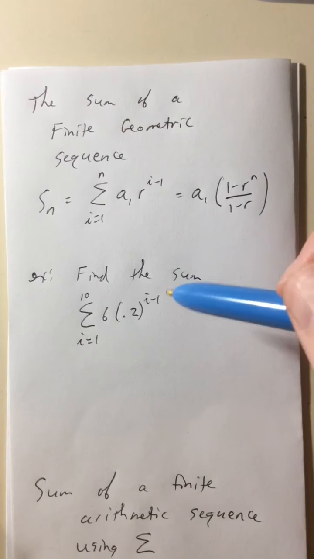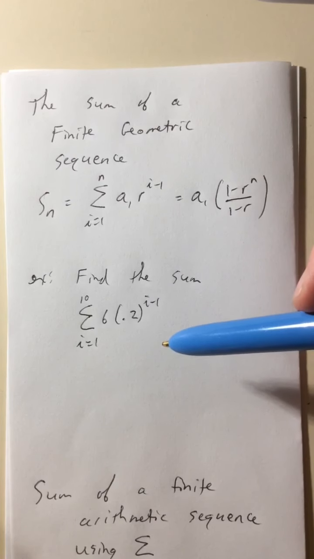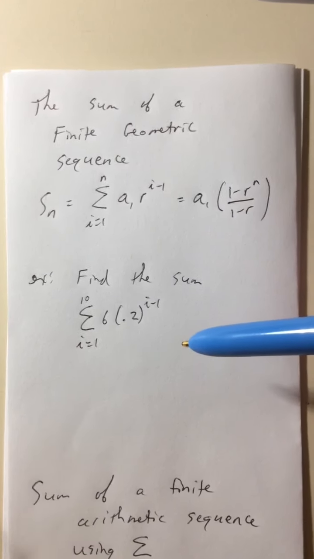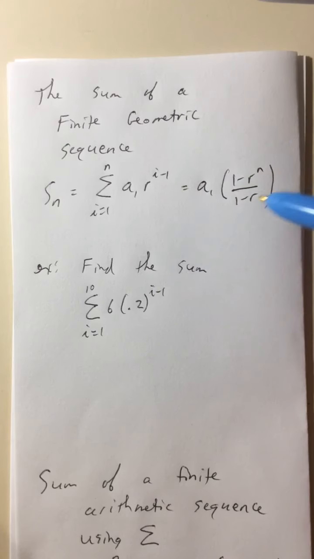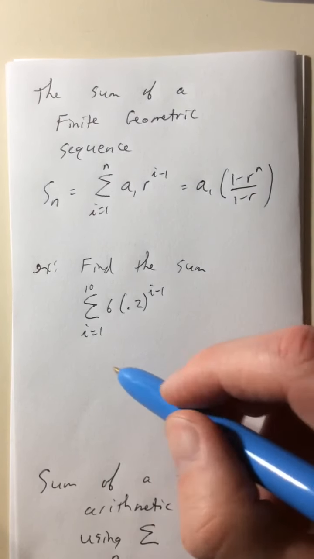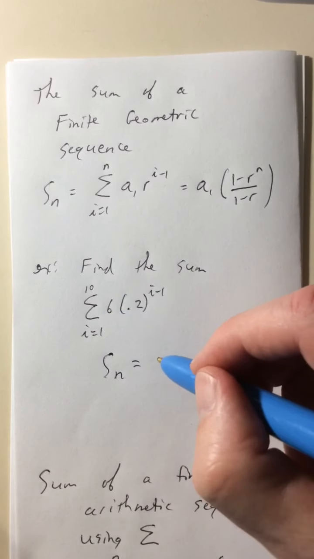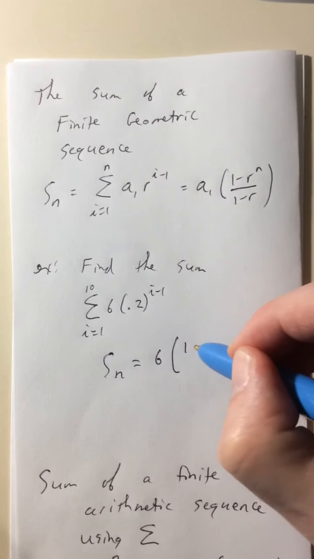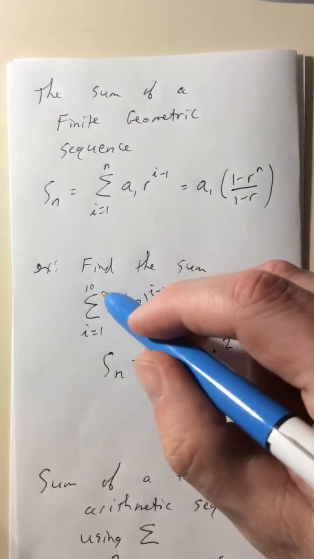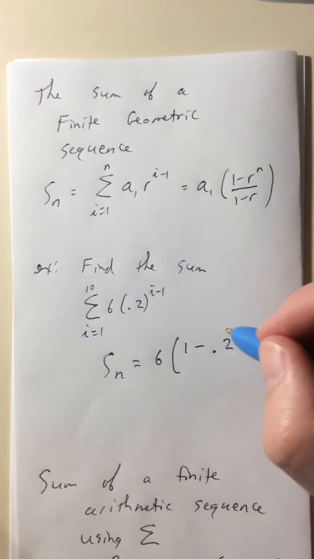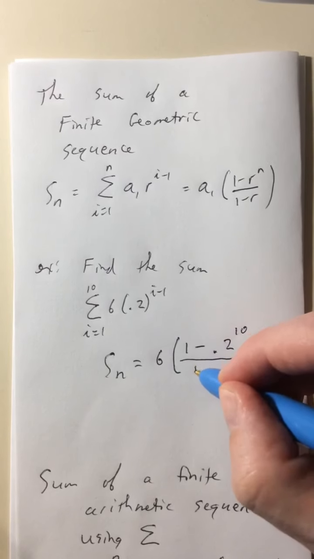And in fact, I'm actually going to backtrack a little bit in just a moment and go back and take a look at the summation for arithmetic sequences. So it says find the sum of this thing right here. Easy enough. All we need to do is just plug the numbers into the formula. So S sub n, that's the sum, equals the first term, which is 6, times 1 minus the common ratio, which is 0.2, to the 10th power, right? Because n is 10. N is up there. So that's 10, over 1 minus the common ratio.